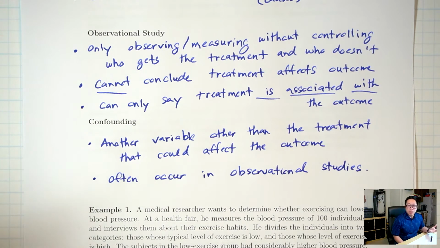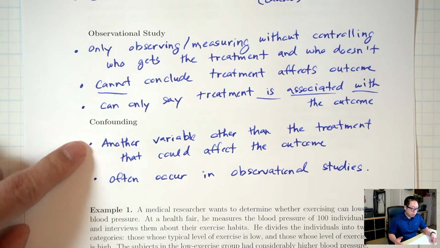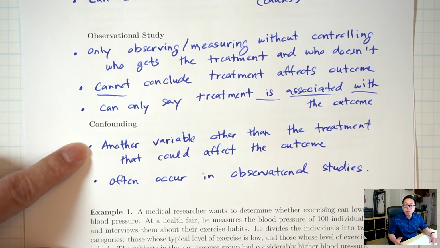So the gender makeup of the smokers might be different than the gender makeup of the non-smokers, or the age distribution of the smokers might be different than the age distribution of the non-smokers. So if I see a difference in heart disease, I don't know if it's because of the smoking or whether it's because of these other differences, the gender or age. So gender and age are examples of confounding variables.